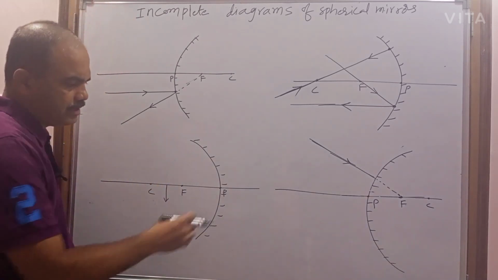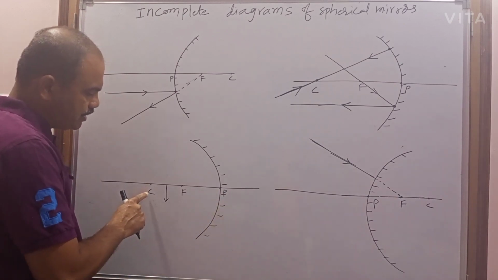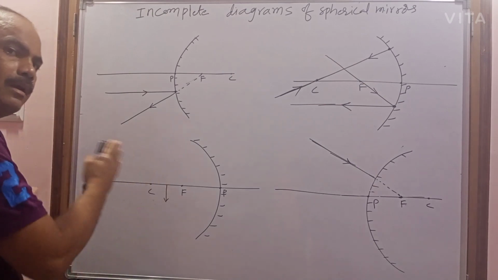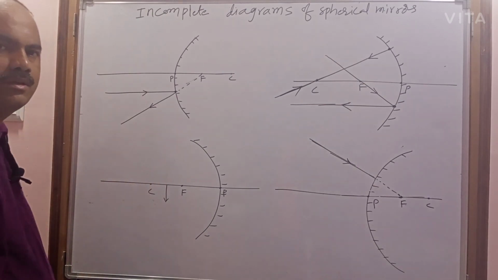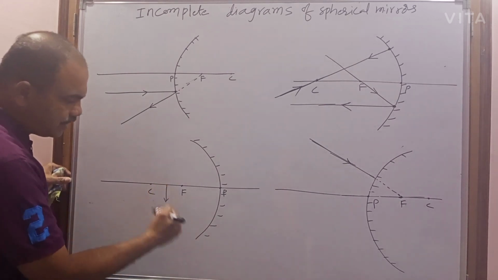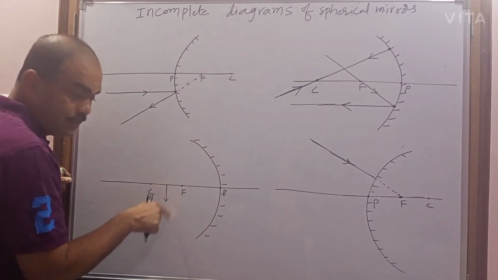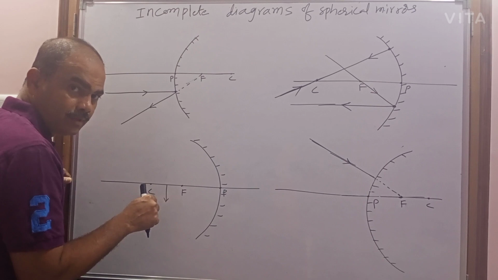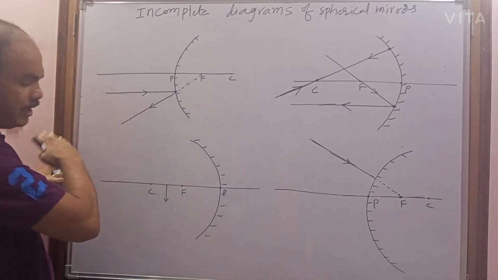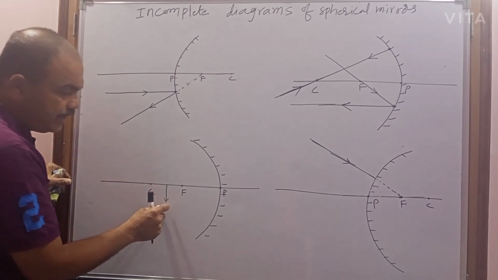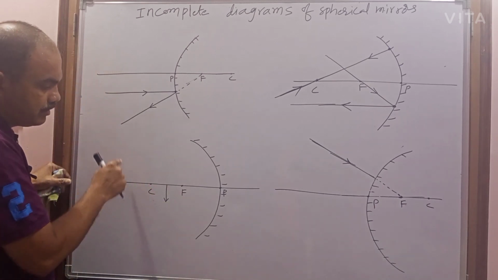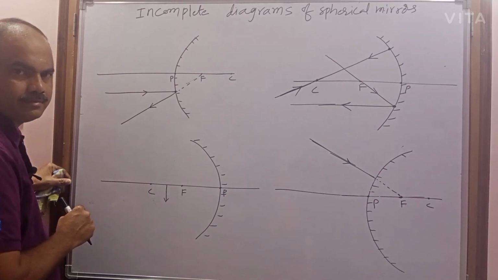So in the case of the concave mirror, when the object is between the focus and the center of curvature, where is the image formed? Beyond C, beyond C. So then you have to complete this diagram. But this time, treat this as the object. If it is treated as the object, the image is formed beyond C. If you treat this as the image, the object will be beyond C.